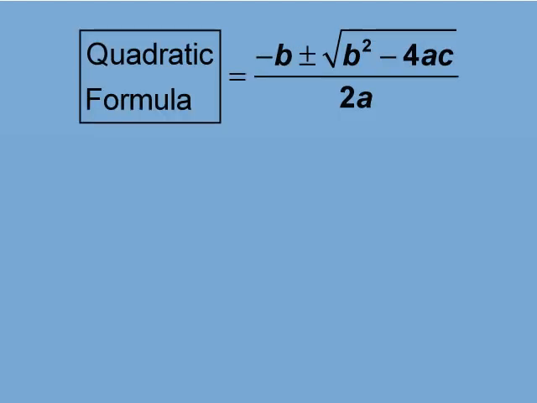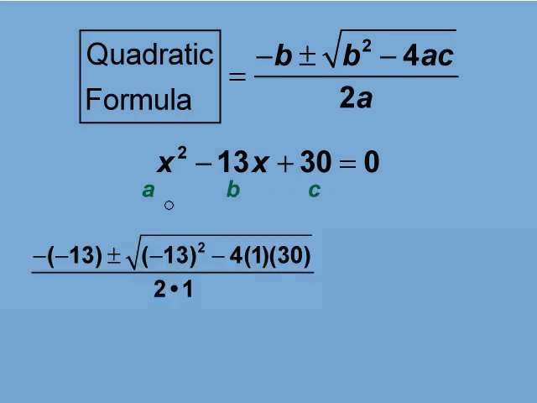The values for a, b, and c come from the coefficients of the quadratic equation. With the equation we're trying to solve, we have an a value of 1, a b value of negative 13, and a c value of 30. Plug these values into the quadratic formula to find the roots of the equation.